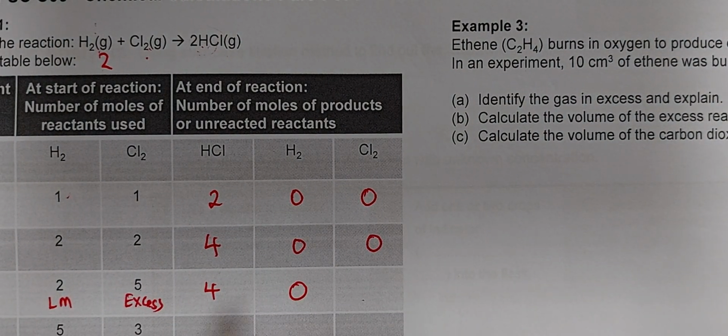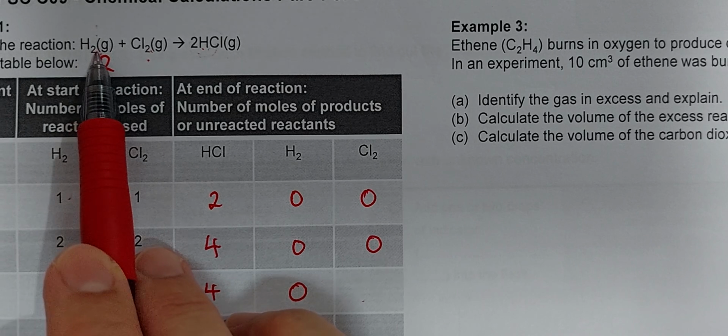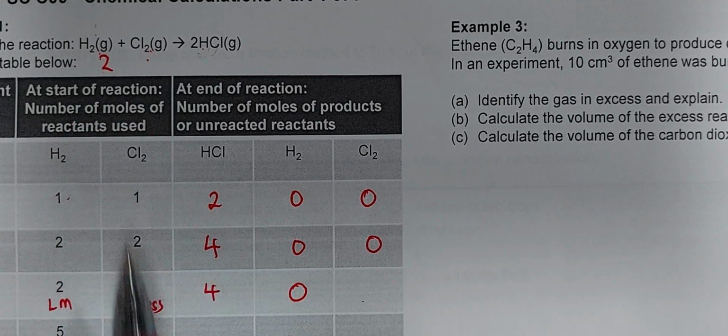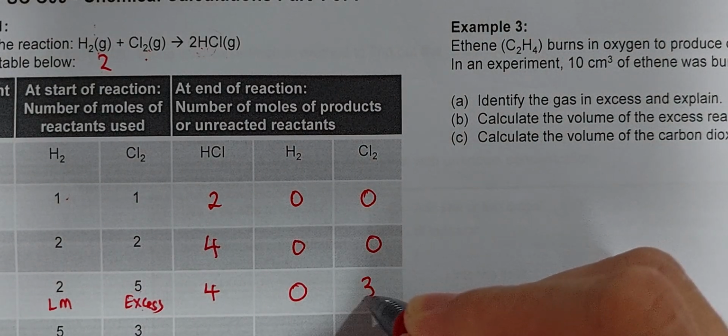The excess reactant is Cl2, chlorine. How much in excess? Look at the equation again. 2 mole of this reacts with 2 mole of this, but you have 5 mole available. So 5 minus 2, there will be 3 mole in excess.